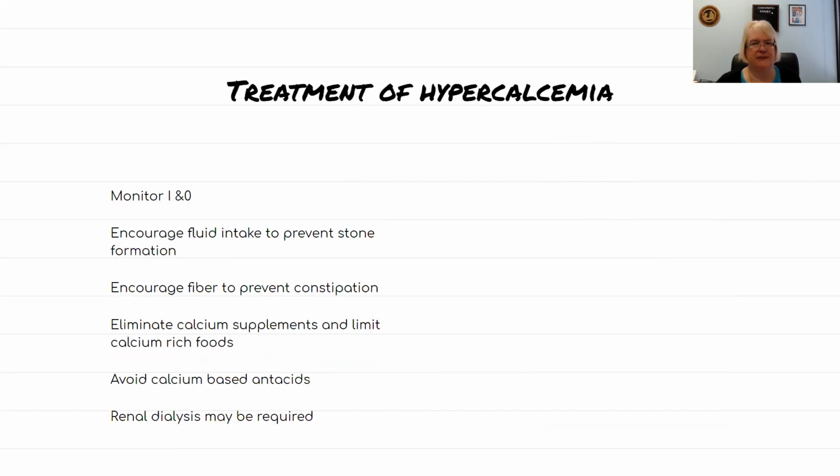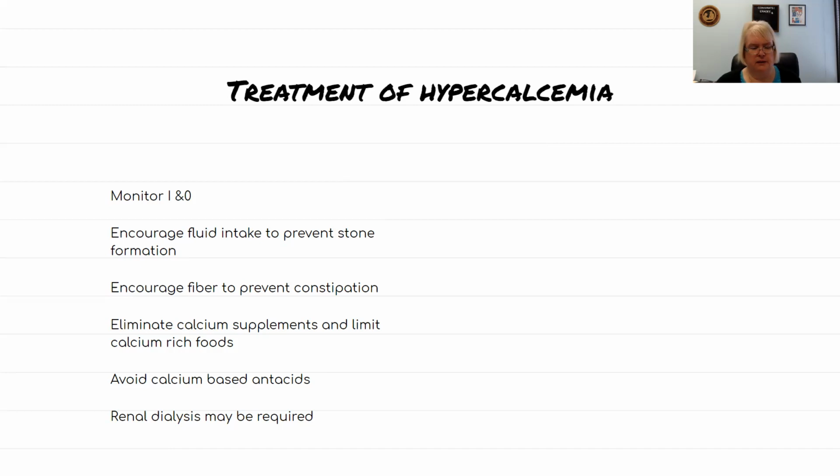Next is treatment of hypercalcemia. You're going to monitor for I and O. You're going to encourage fluid intake to prevent stone formation. And with that, you're going to monitor for flank pain and abdominal pain, and then strain their urine. You're going to encourage fiber to prevent constipation. And then you're going to eliminate calcium supplements and limit the calcium-rich foods. Those are the foods I just listed.